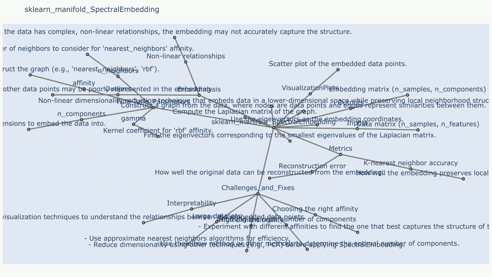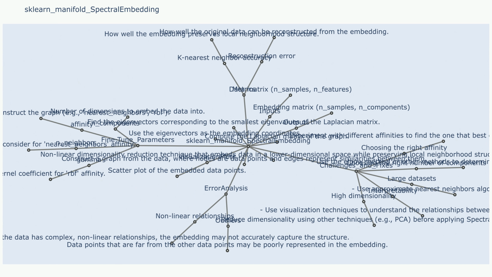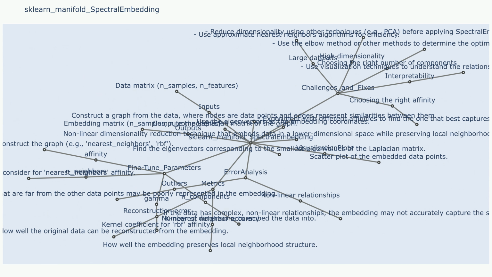Metrics. Reconstruction error measures how well the original data can be reconstructed from the embedding. Neighborhood preservation evaluates how well the embedding maintains the local neighborhood relationships present in the original data. Visualization plots. Scatter plot visualizes the embedded data in the lower dimensional space, revealing clusters, patterns, and relationships.